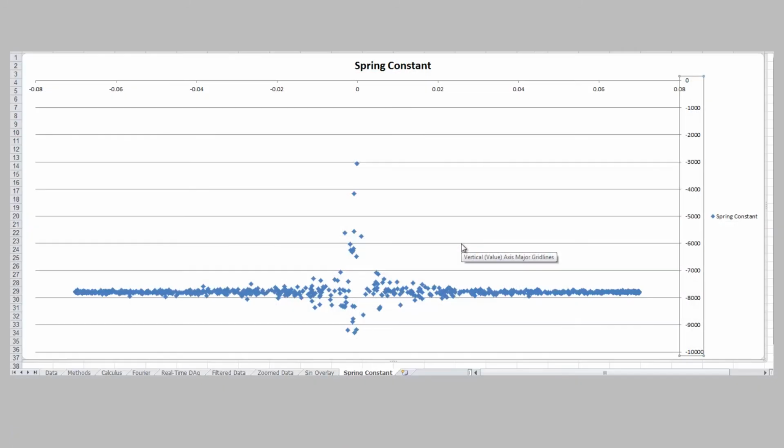If we make a scatter plot of the spring constant versus the position of the building, we should get roughly a straight line as shown. Note that the outliers are due to rounding errors in Excel.